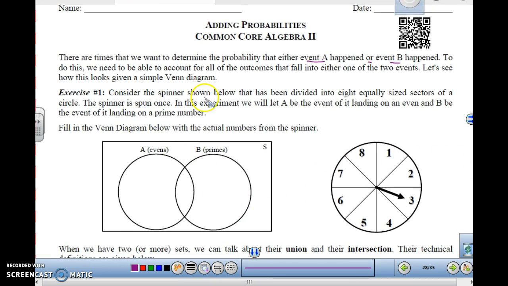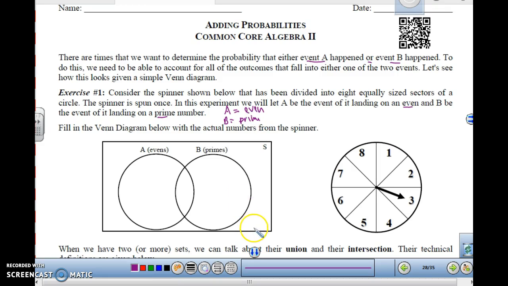All right, so let's look at the spinner. Consider the spinner shown below that has been divided into 8 equally sized sectors of a circle. So here's your spinner. The spinner is spun once. In this experiment, we will let A be the event of landing on an even, and then B is the event of landing on a prime. So A will be even, and then B will be prime.